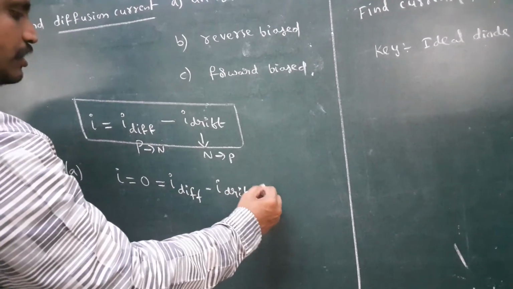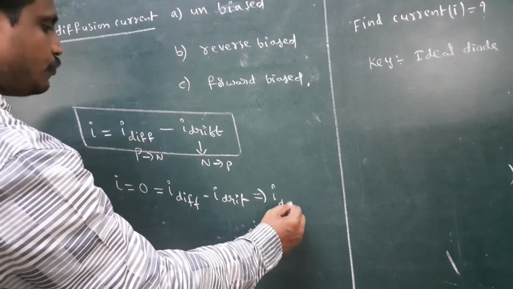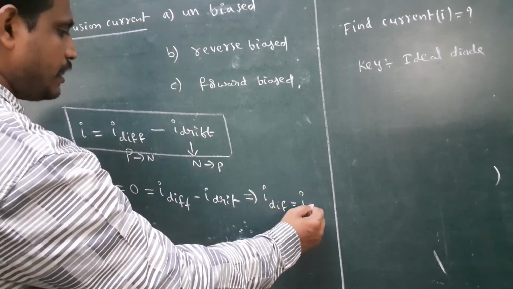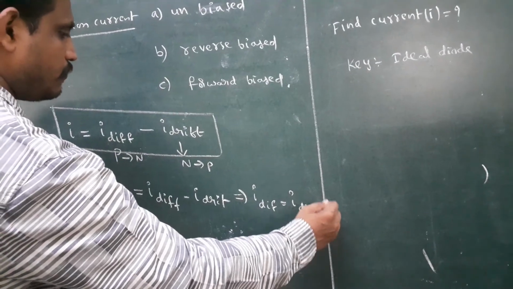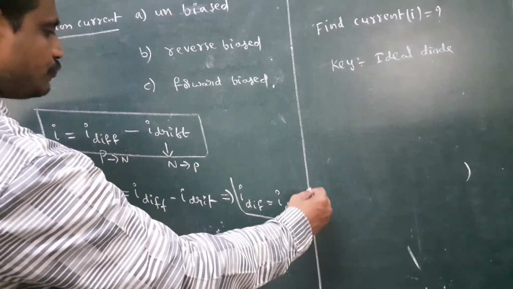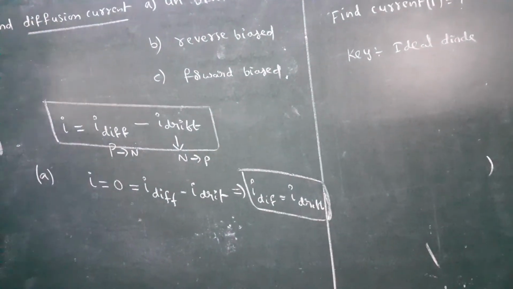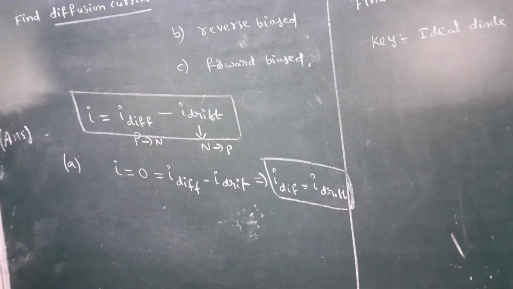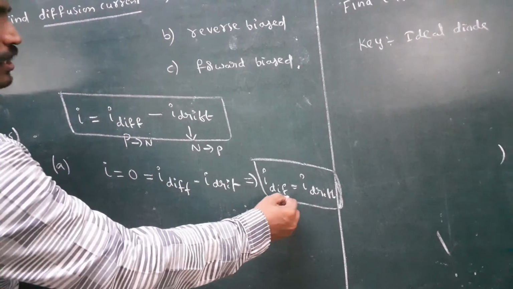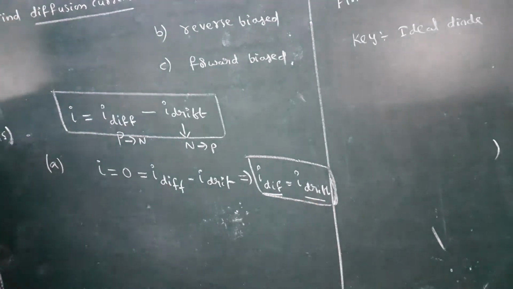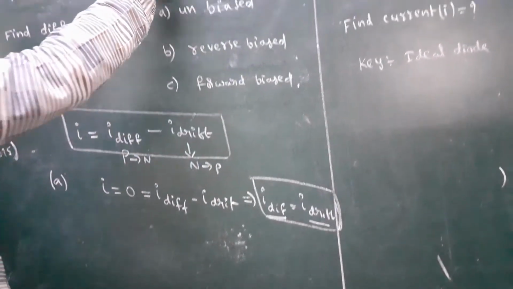According to this condition, I diffusion equals I drift. Okay, here I diffusion equals I drift. Here diffusion current equals drift current, but the drift current is given.